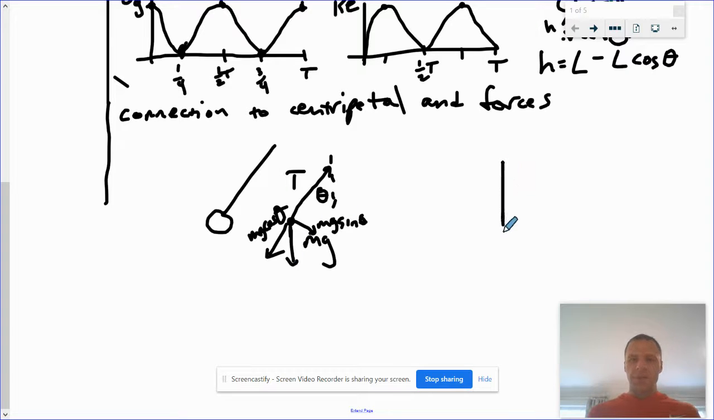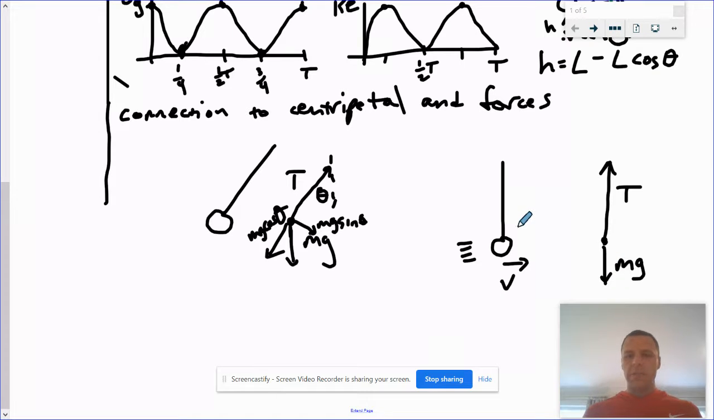If the pendulum is moving, so let's say it's moving at the bottom of its arc with velocity, you should keep in mind that the tension needs to be greater than mg because there needs to be a net force to provide the centripetal force.